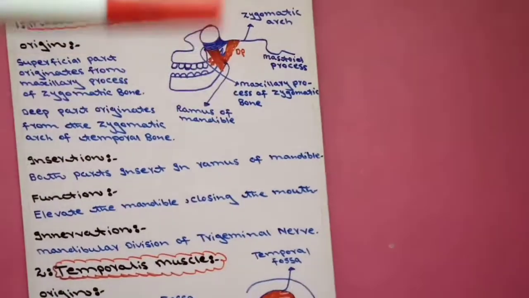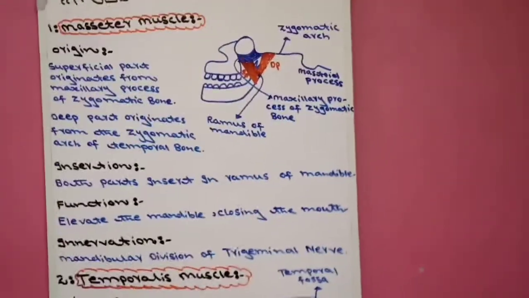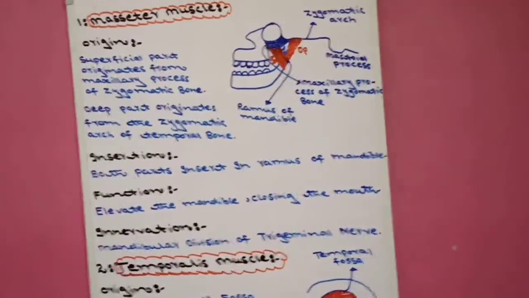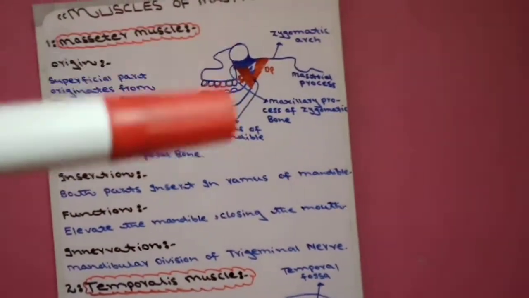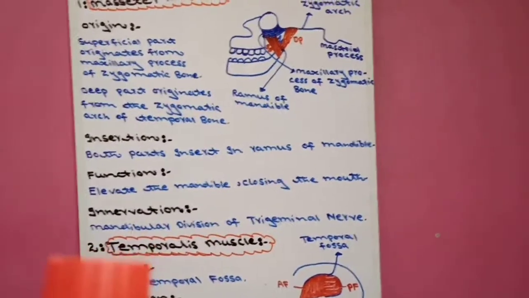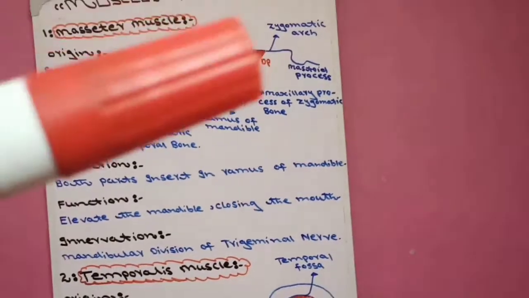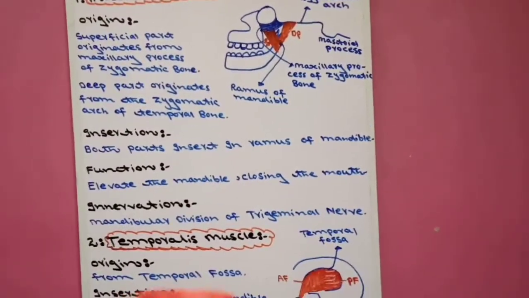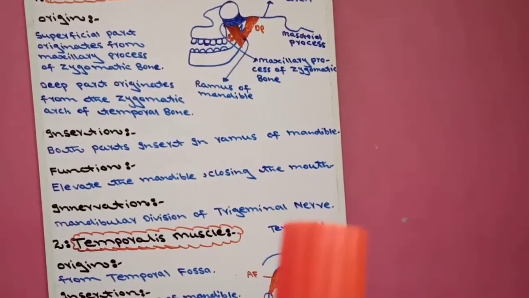Function: because the fibers are present vertically, the function is to elevate the mandible. When the masseter muscle contracts, it elevates the mandible, closes the mouth. When mandible becomes elevated, the mouth will be closed. Innervation: because the muscle inserts in mandible, innervation is through mandibular division of trigeminal nerve.